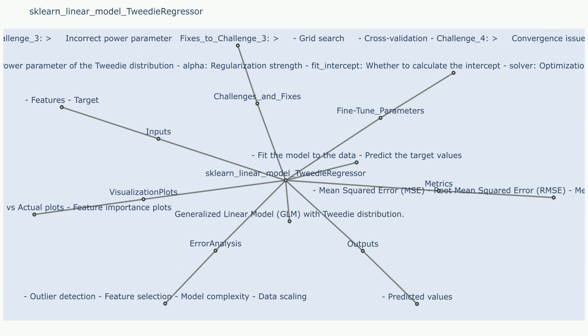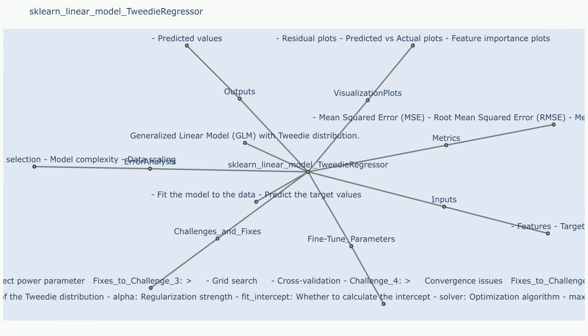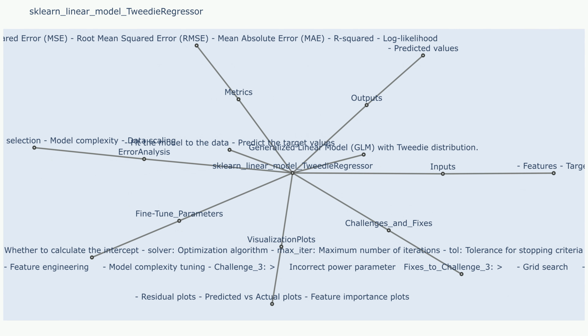Challenges and fixes. Challenge 1. Overdispersion in count data. This occurs when the variance of the response variable is greater than the mean, violating the assumption of the Poisson distribution. Sample use case. Analyzing the number of accidents on a highway over a month, where the variance is significantly higher than the mean. Fixes. Use a Tweedie distribution with a power value greater than 1.0 to account for the overdispersion. Consider using a negative binomial regression model, which is specifically designed for overdispersed count data.